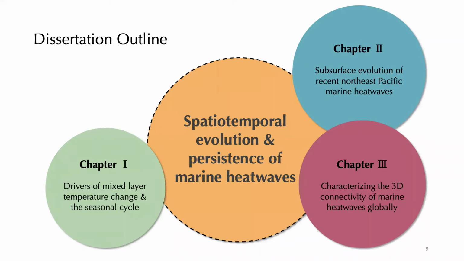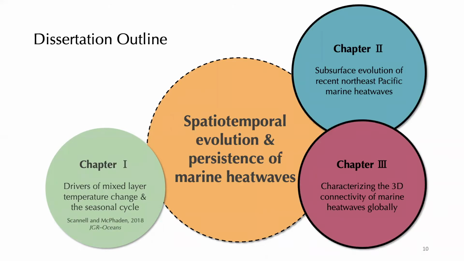Okay, so there's a central theme of my dissertation, and then there's 3 core chapters. The dissertation seeks to understand the spatial temporal evolution and persistence of marine heat waves. The first chapter, as Luann mentioned, I'm not going to talk about today because that's already been presented to the department. This chapter was published in the Journal of Geophysical Research Oceans in 2018 with Michael McFadden. And so it looks at the drivers of the seasonal mixed layer heat budget and trying to understand the sources of model biases based on that seasonal cycle.